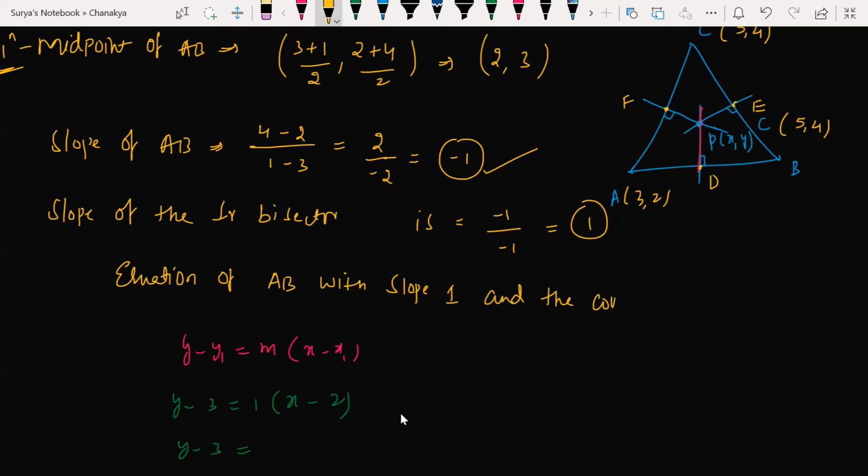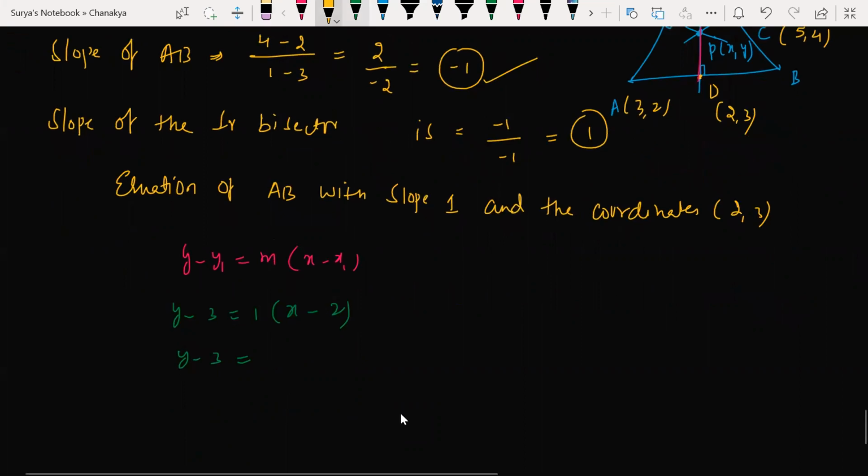And the coordinates, so 2, 3 I got. So y minus 3 into x minus 2 here, correct? So shifting all variables to one side, x minus y plus 1 is equal to 0. This is my equation of the bisector, right? So let us take this as equation number 1.